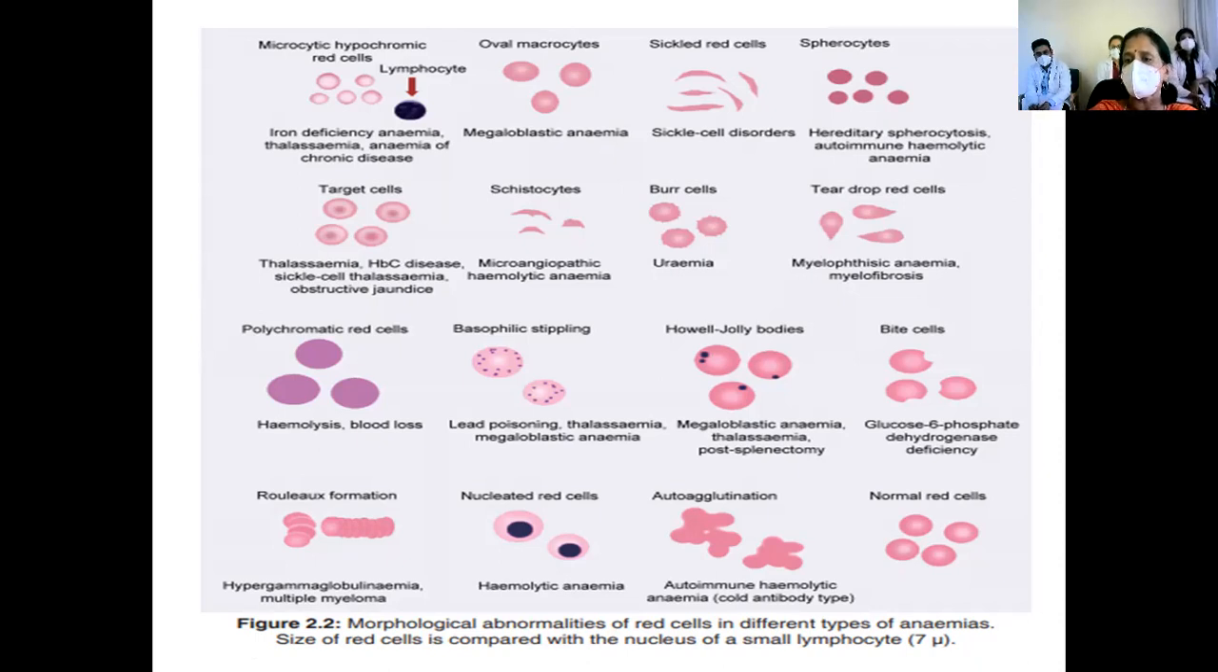Otherwise, there is something called a Feulgen reaction. So you can do all that to demonstrate it is DNA. Bite cells, especially in glucose-6-phosphate dehydrogenase deficiency, you can see one portion pinched off. Rouleau formation.